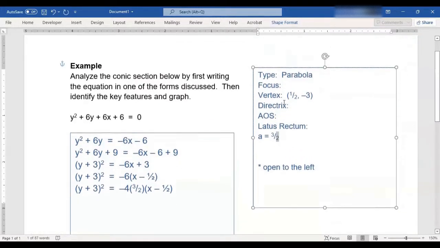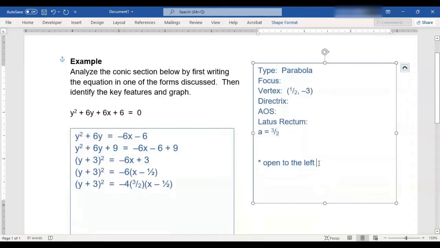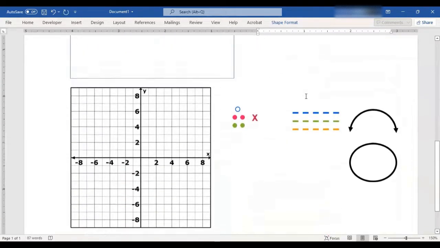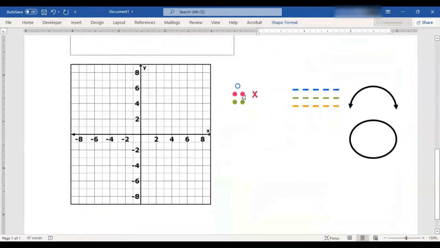Now, the rest of this stuff, if you memorize the formulas for these based on the format of the parabola, then you can also figure these values out now that we have the vertex and A. However, I'm going to jump to the graph now and start plotting some stuff. So my vertex is 1/2, -3. So that's where I'm going to plot that.